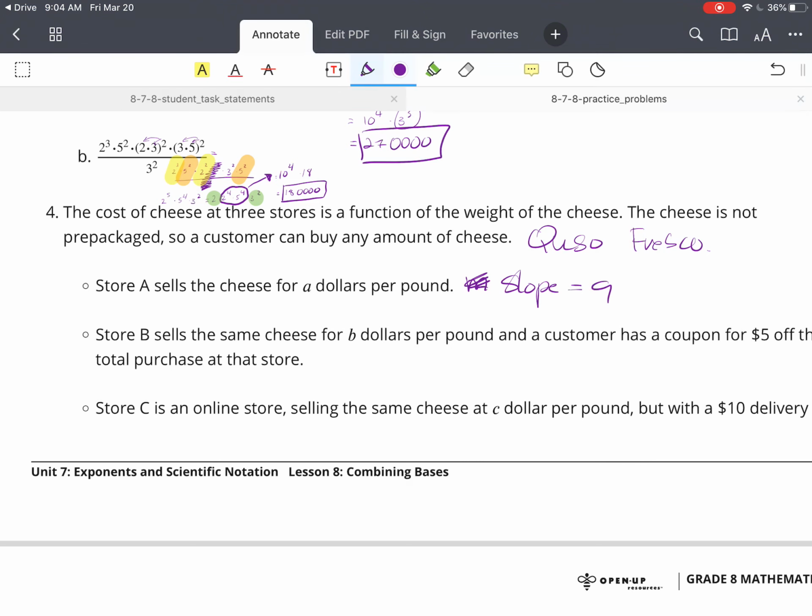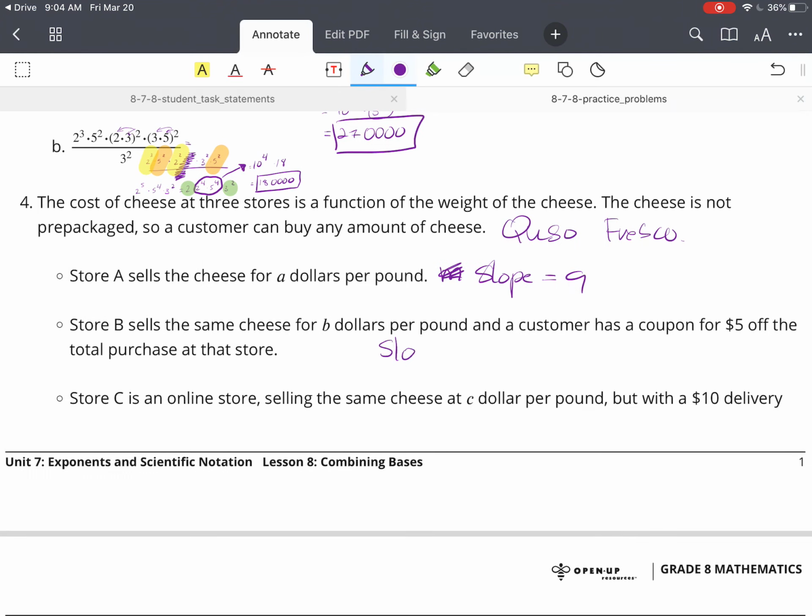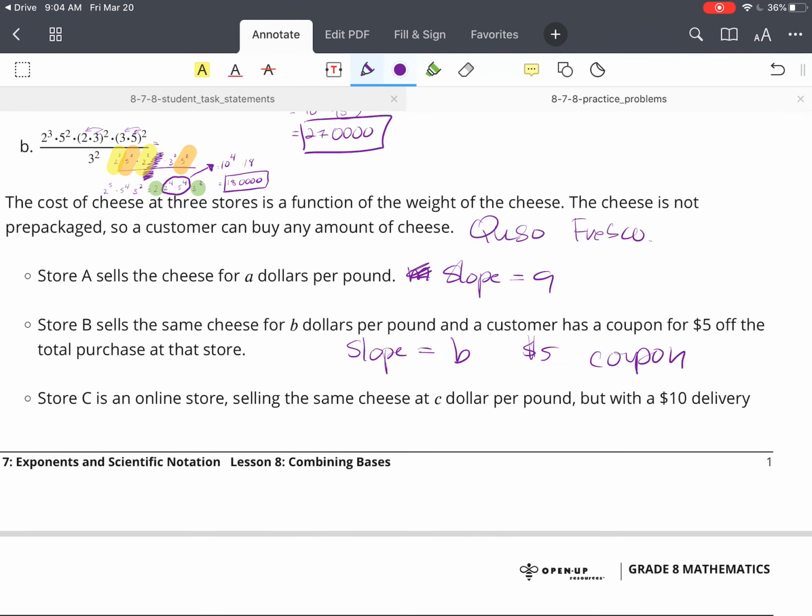Okay, so I think I see where this is going. Okay, so the slope here is B with a $5 coupon.